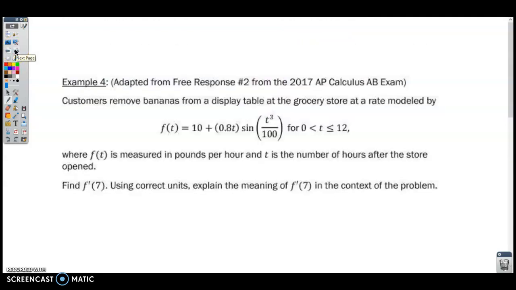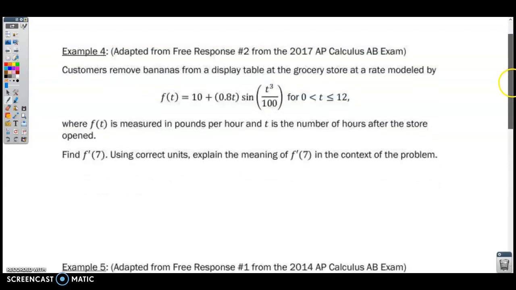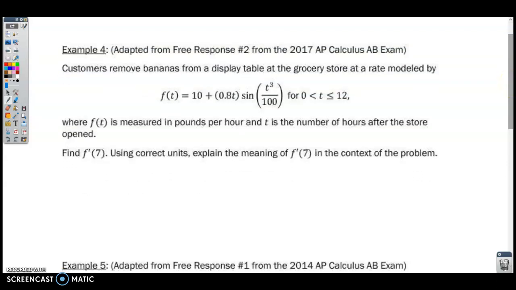All right, example 4, adapted from free response number 2 from the 2017 AP Calculus exam. Customers remove bananas from a display table at a grocery store at a rate modeled by f of t equals 0.8t sine of t cubed over 100, for 0 is less than or equal to t is less than or equal to 12, where f of t is measured in pounds per hour and t is the number of hours after the store opened. Find f prime of 7. Using correct units, explain the meaning of f prime of 7 in the context of the problem.